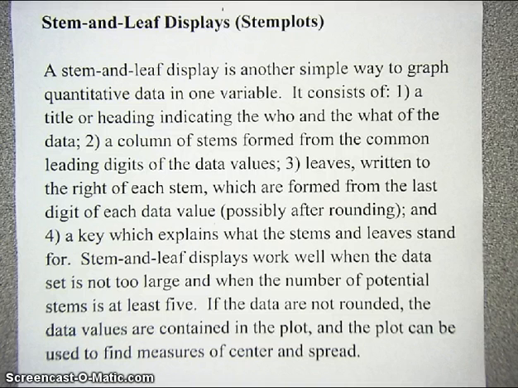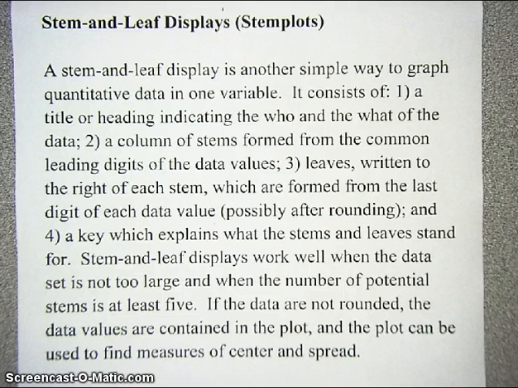Now when you draw this graph, it's always going to have a title or a heading that indicates the who and the what of the data. Every graph that you draw should have a title or a heading indicating that. Then we're going to have a column of stems from those common leading digits of the data values. Then we'll have the leaves written to the right of each stem, formed from the last digit of each data value. Now these might be rounded values, and in some situations that's advisable to do before you draw the graph. And then somewhere on your graph you're going to have a key which explains what the stems and the leaves stand for.